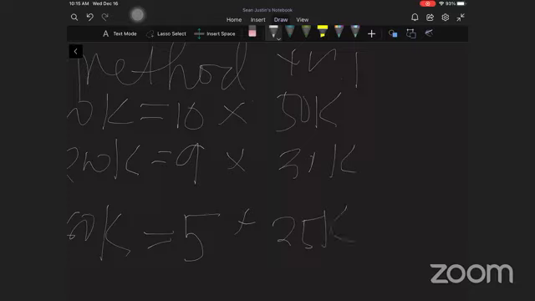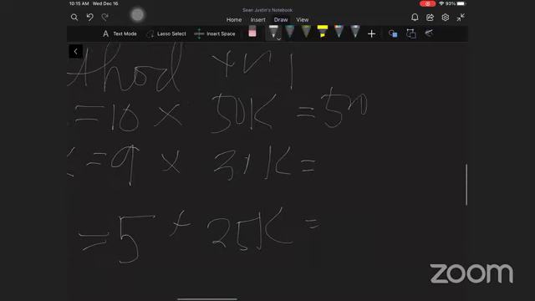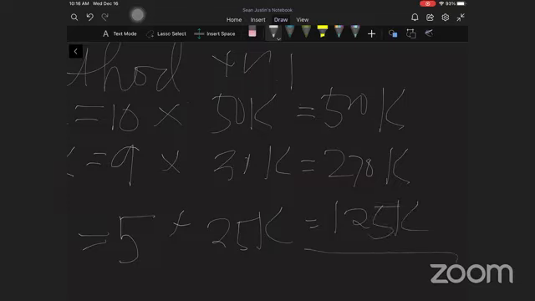On year 1, the depreciation expense of machine A is 500,000. For machine B, it is 270,000. And for machine C, it is 125,000. Therefore, the total depreciation expense for year 1 using the output method is 895,000.